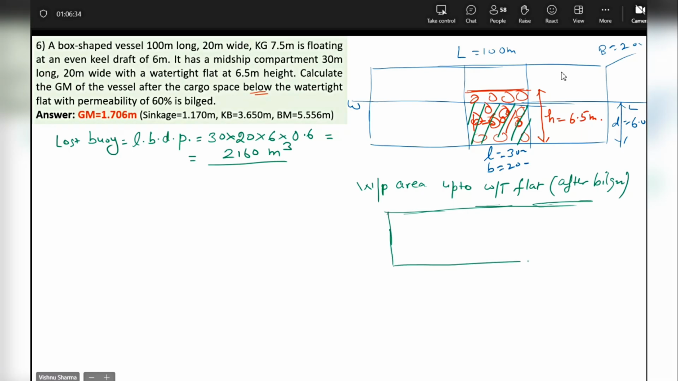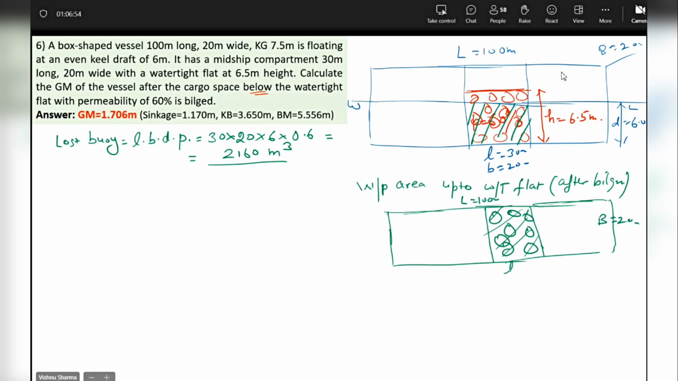I'm sure you will agree that there will be a loss of water plane up to that, right, guys? With permeability, of course. Guys, do you agree this will be the shape of the water plane from WL to 6.5 meter draft? Yes or no? Yes, sir.